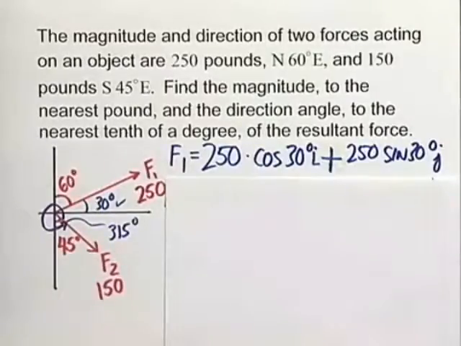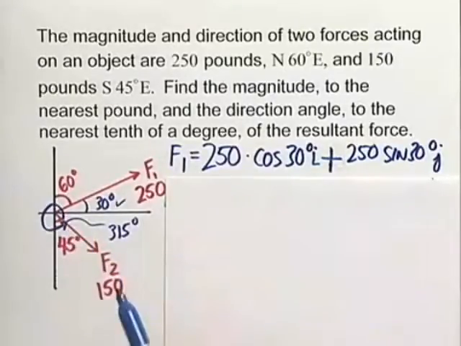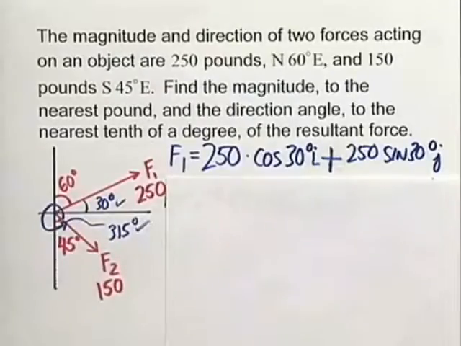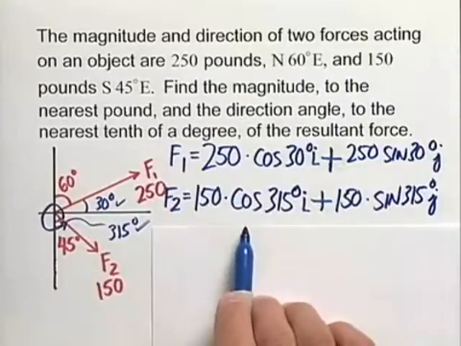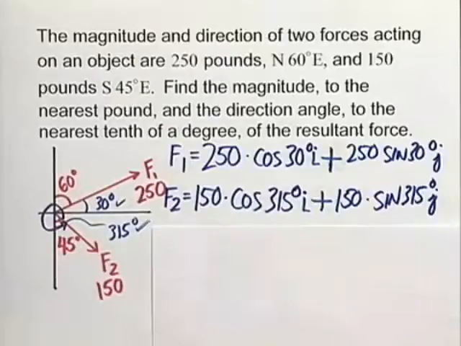Now let's look at our second force. It's not as large, so the arrow is shorter. It's 150 pounds in the direction of south 45 degrees east. Now if we look at that as an angle between 0 and 360, that is 315 degrees, and we will use that to write this force as a vector. It's of the form 150 times cosine 315 degrees i plus 150 times sine of 315 degrees j. So we have our vector 1 and vector 2 for our respective forces.